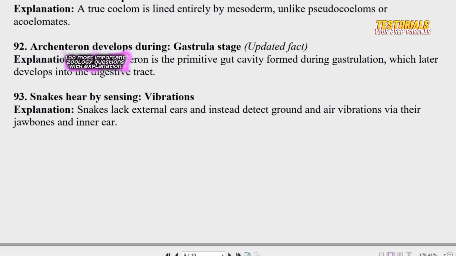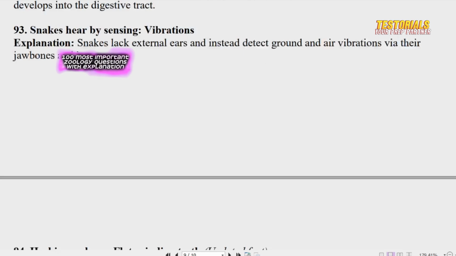93. Snakes hear by sensing vibrations. Explanation: Snakes lack external ears and instead detect ground and air vibrations via their jawbones and inner ear.